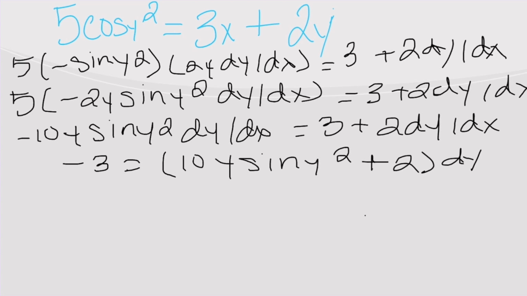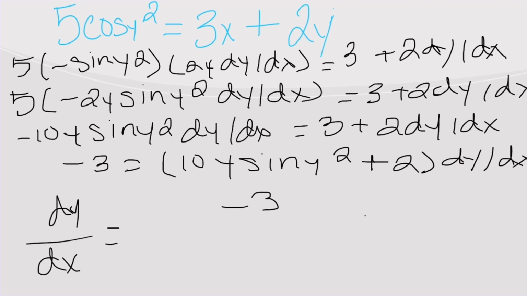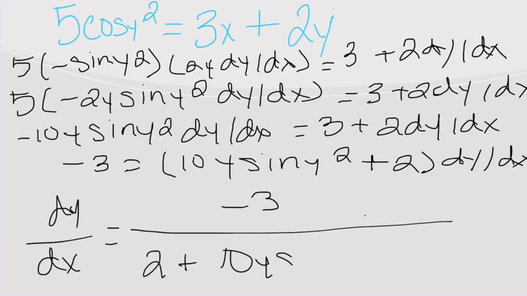And we can factor out that dy dx because both 2 and 10y sine y squared have the dy dx in common. And now we can find dy dx much easier by dividing both sides by 2 plus 10y sine y squared, which will now give us dy over dx equal to negative 3 as our numerator, all over 2 plus 10y sine y squared. And that is how we implicitly differentiate the original equation of 5 cosine y squared is equal to 3x plus 2y.